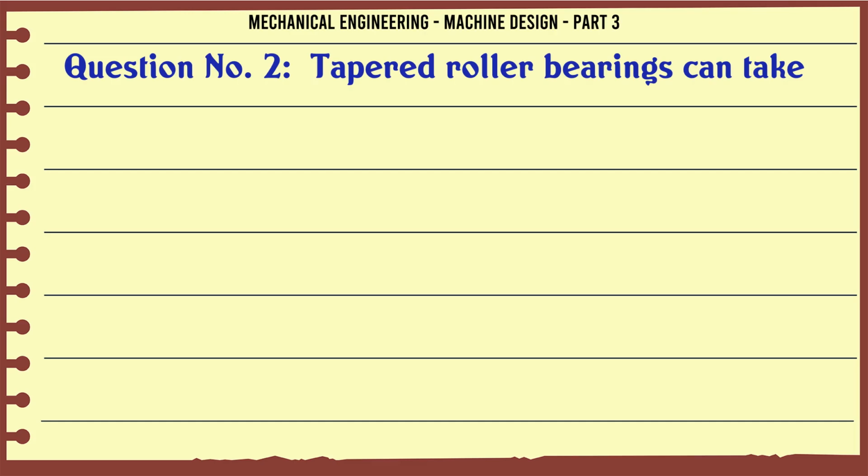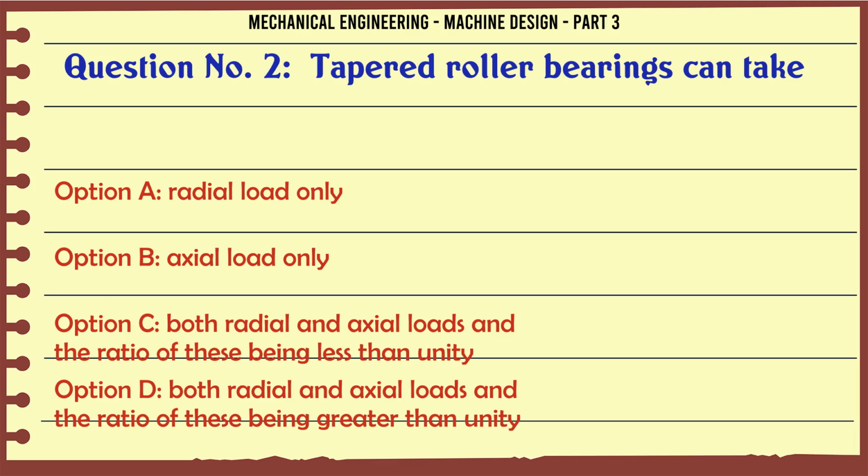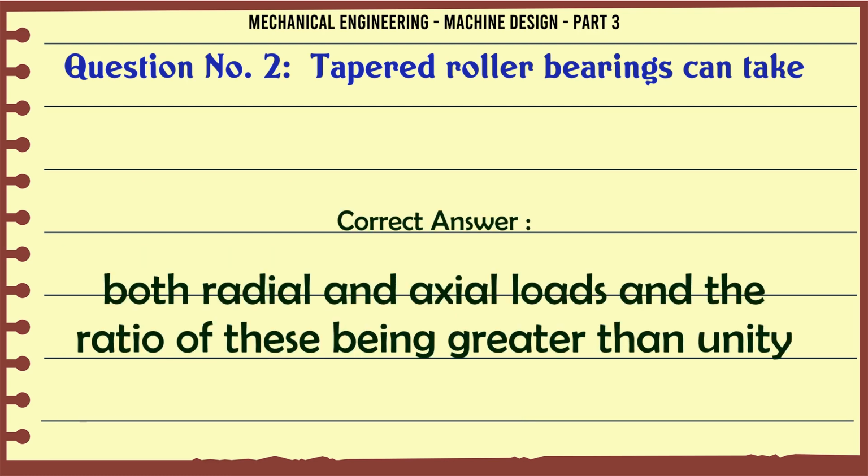Tapered roller bearings can take A. radial load only, B. axial load only, C. both radial and axial loads and the ratio of these being less than unity, D. both radial and axial loads and the ratio of these being greater than unity. The correct answer is both radial and axial loads and the ratio of these being greater than unity.